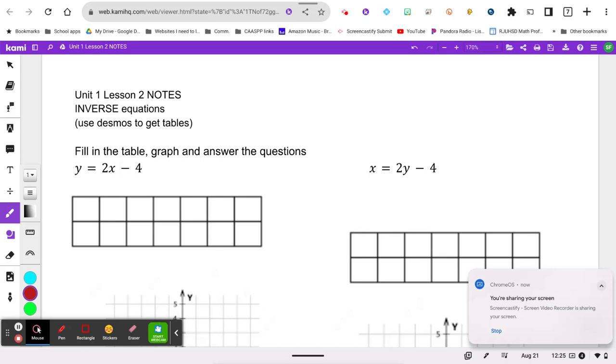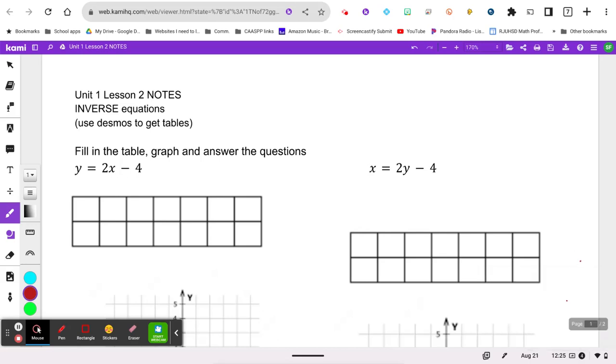Hello, so we're going to be working on the notes for Unit 1, Lesson 2. These are inverse equations. In the last lesson we went over a few of the things you needed to know, how to solve for a letter. So what we're going to do is fill in a table for the equation y equals 2x minus 4. We know x's go here, y's go here.